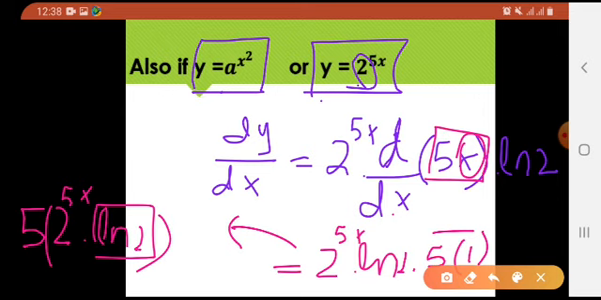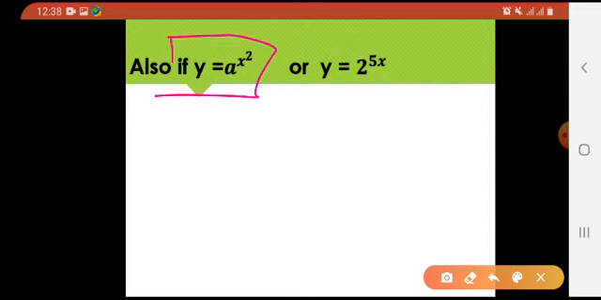This natural log of 2 and 5 cannot be multiplied. I think you people are familiar with this, right? This would be your answer. Simple. Look at this part now.